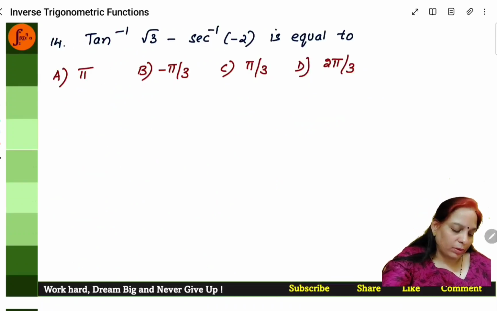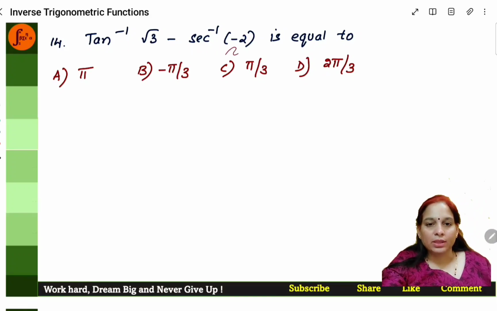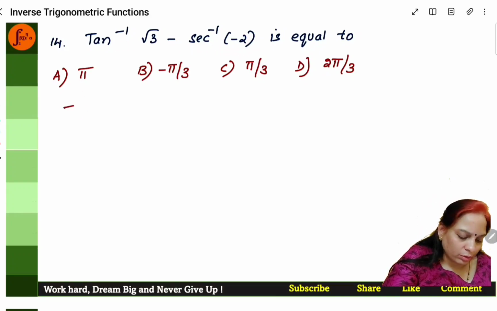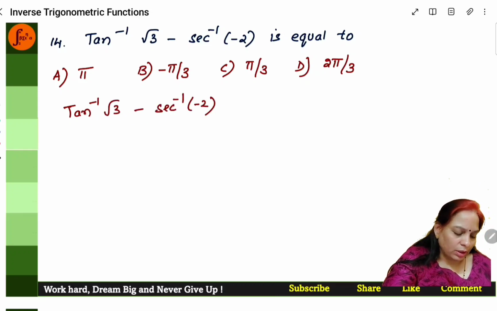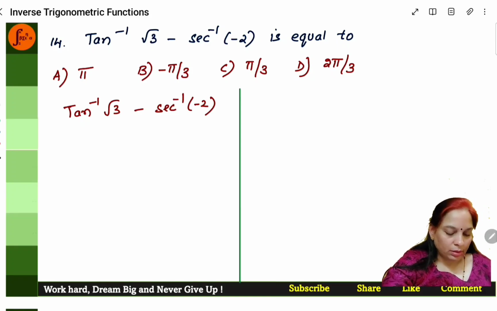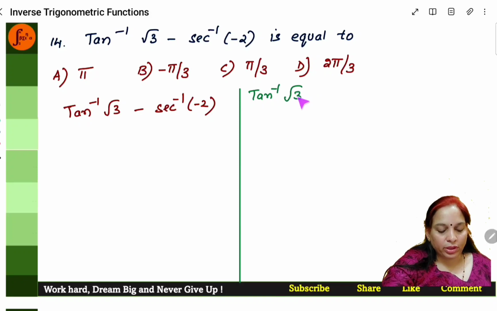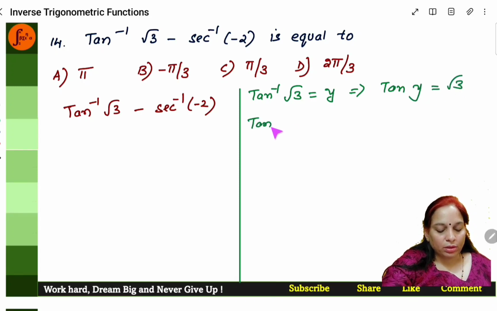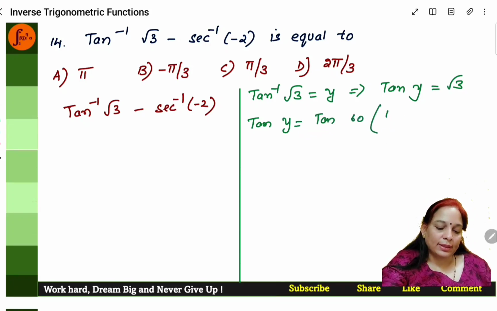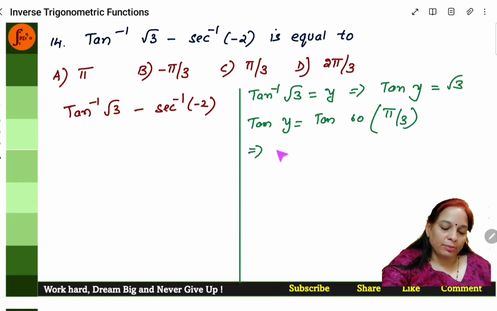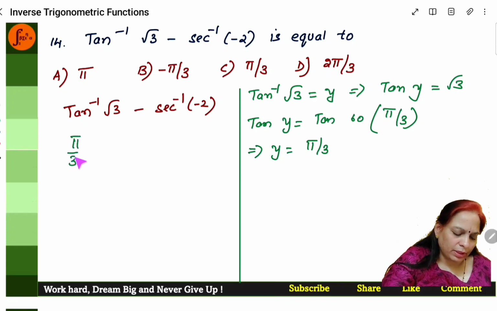Now we look at this 14th problem. Tan inverse of root 3 minus secant inverse of minus 2 is equal to. So we'll have to solve this. Tan inverse of root 3 minus secant inverse of minus 2, we'll take separately. So tan inverse of root 3 is equal to y infers that tan y is equal to root 3. Now root 3 is nothing but tan 60. Tan 60 is pi by 3, which implies that y is equal to pi by 3. So this is nothing but pi by 3.